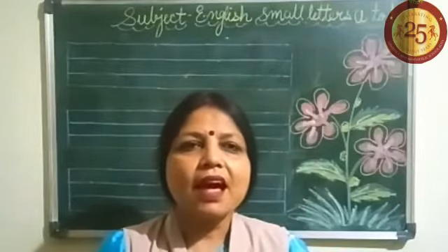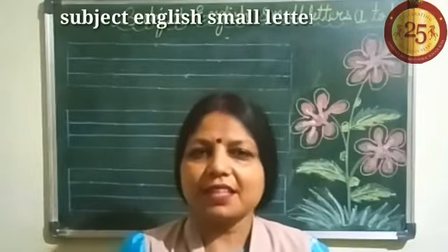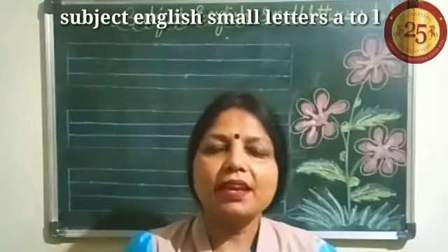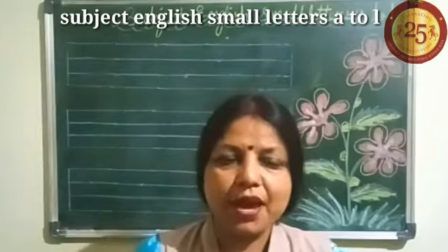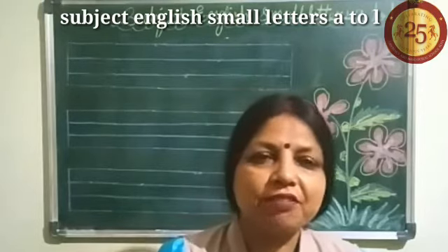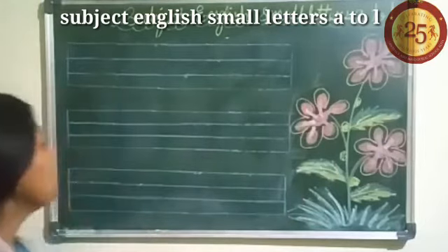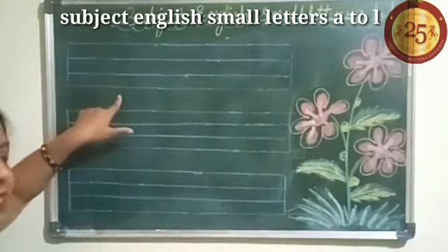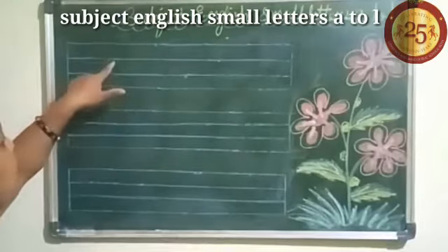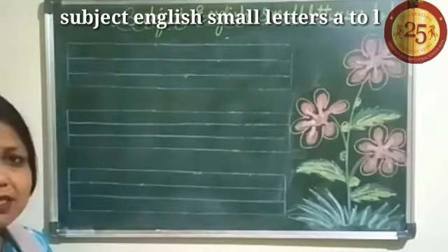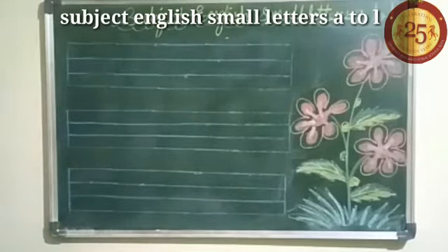In kindergarten, and this is our English class. And today's topic is small letters A to L. Kids, you know very well that we have four lines in our English copy. First and last is red line, and in the middle we have two blue lines. So I am going to start from here.